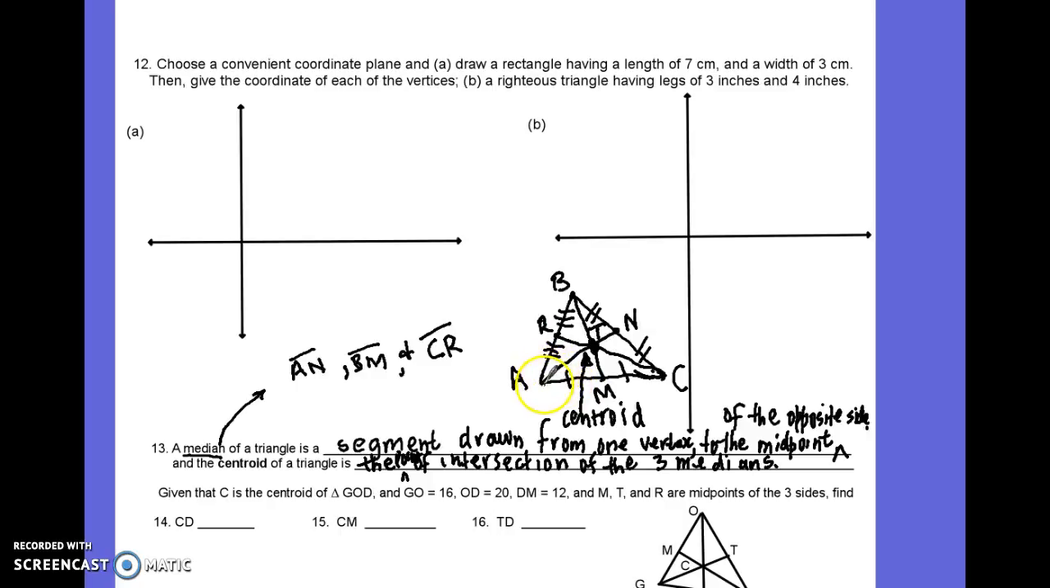In fact, let me just show it to you from here. Let's say we consider median AN. Median AN, let me just write it here, which has got segment AN. What do we know? Well, the distance from A to T is going to be 2 times the distance from T to N.